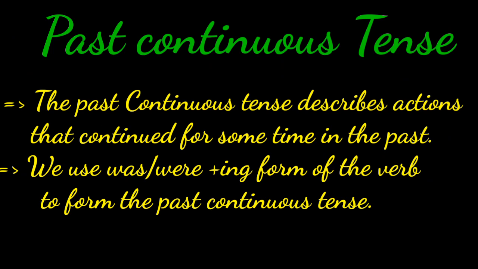Then past continuous tense. The past continuous tense describes actions that continued for some time in the past. We use was or were plus ing form of the verb to form the past continuous tense.